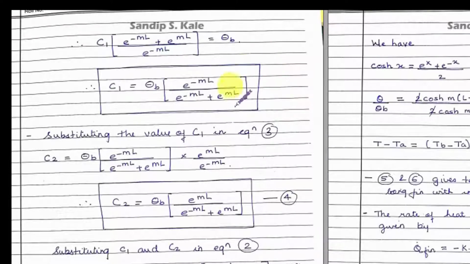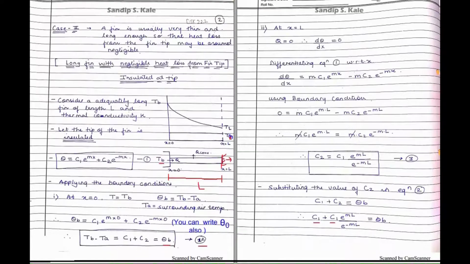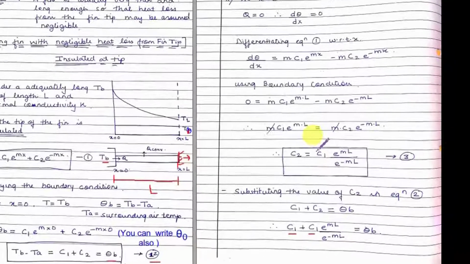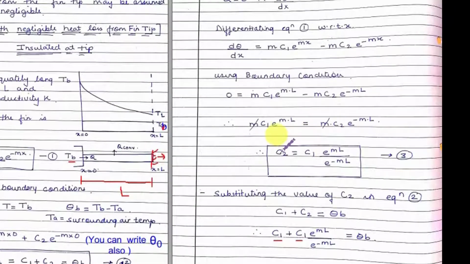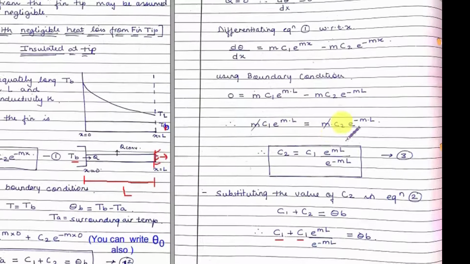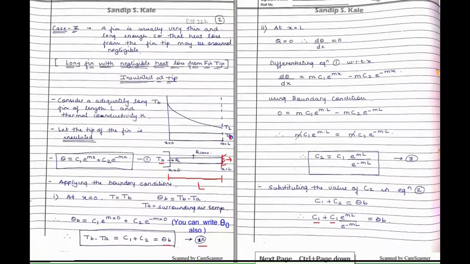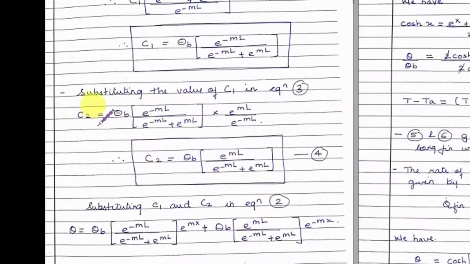Now substituting the value of c1 in equation number 3. I will show you equation number 3 now. From this you know the value of c2. We will substitute the value of c1. So c2 is equal to this whole value of c1 multiplied by e to the power mL divided by e to the power minus mL. After necessary arrangement, theta b is taken as common.